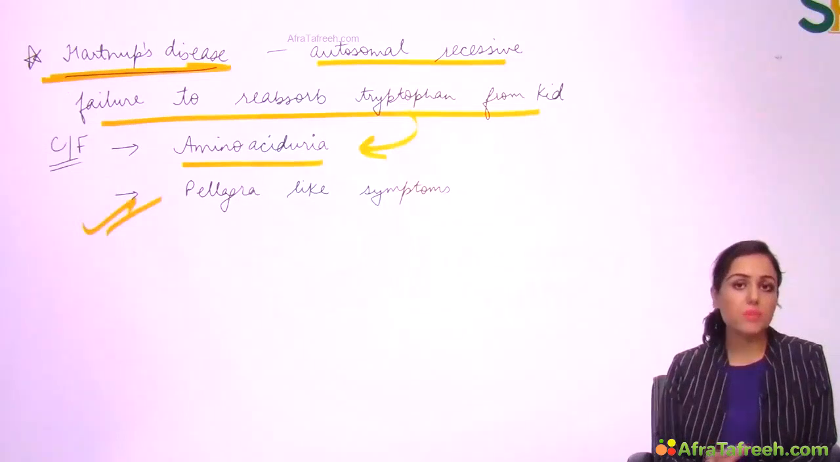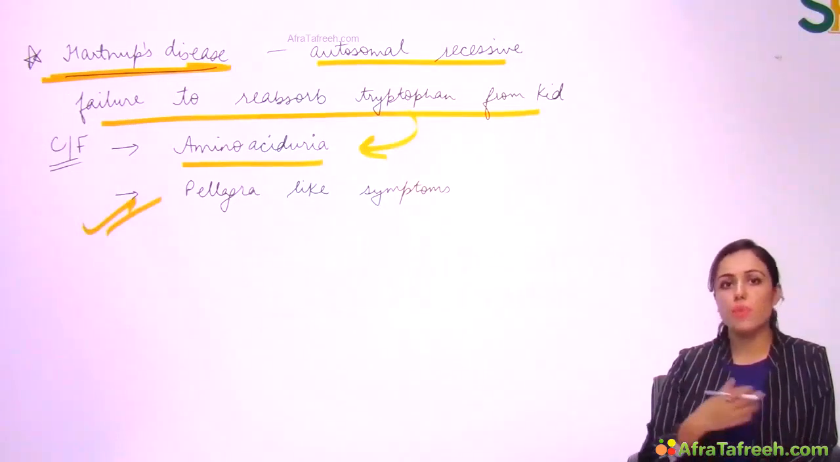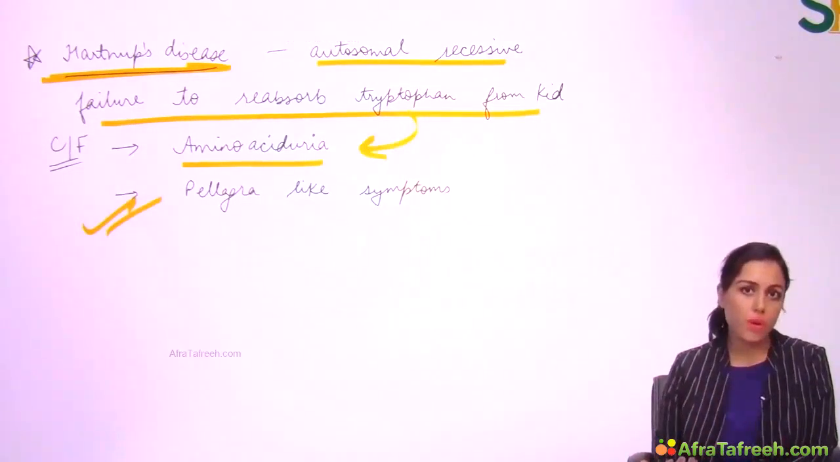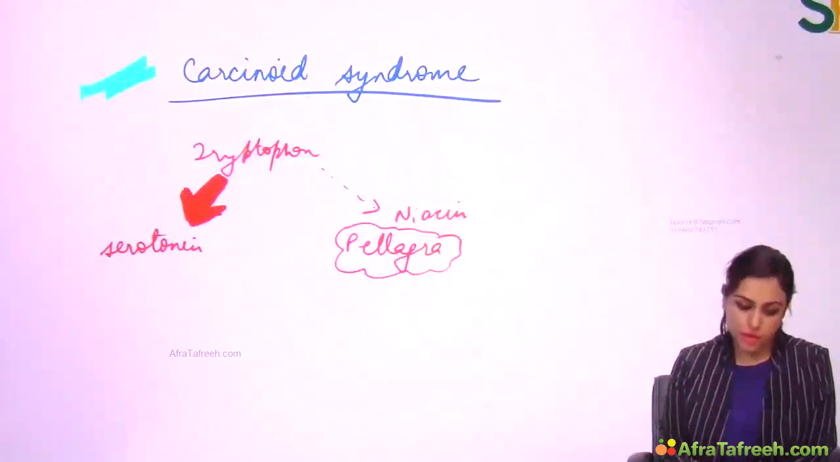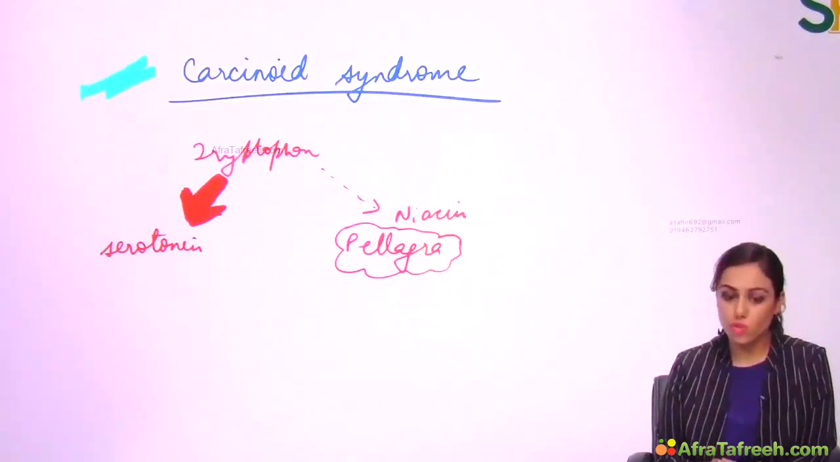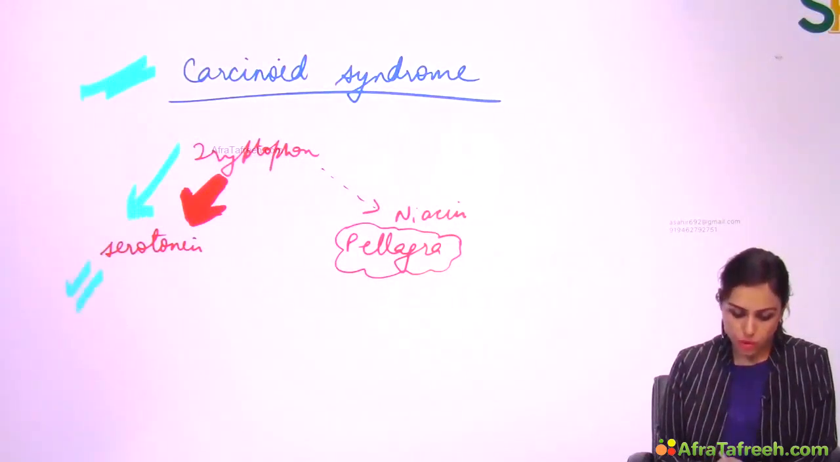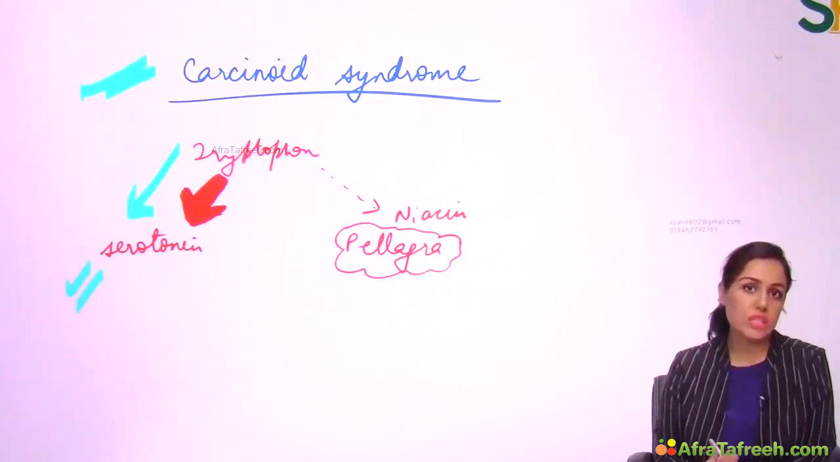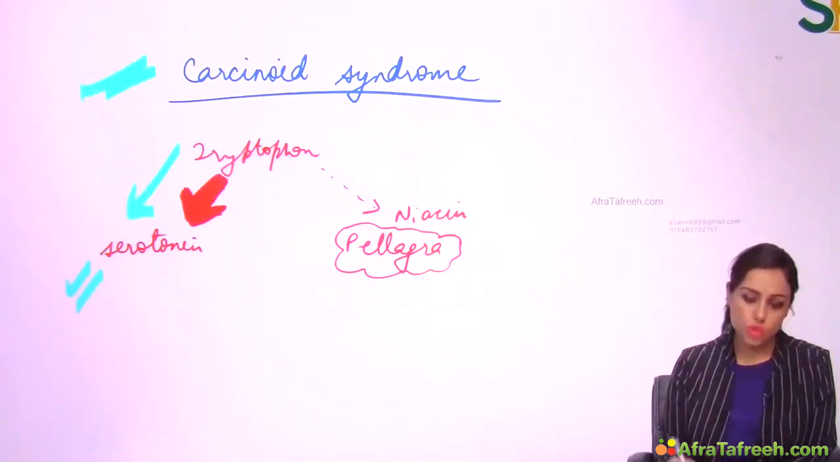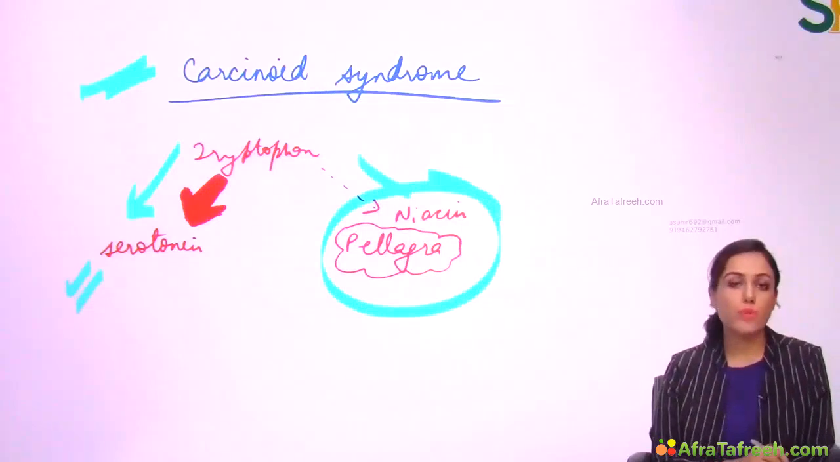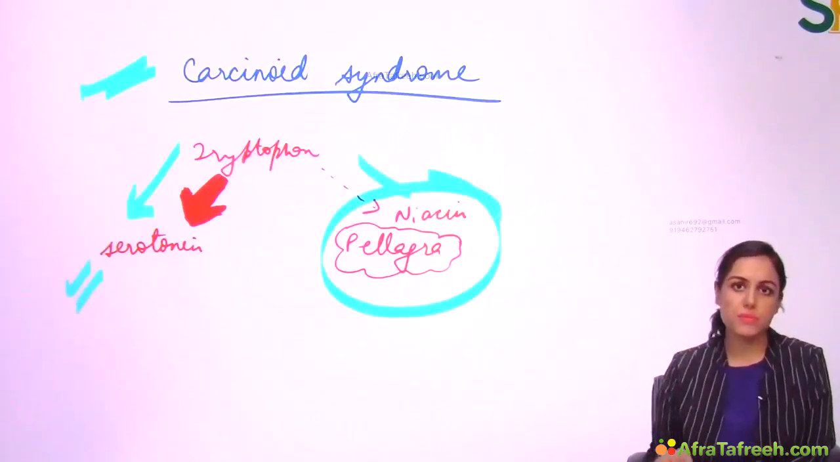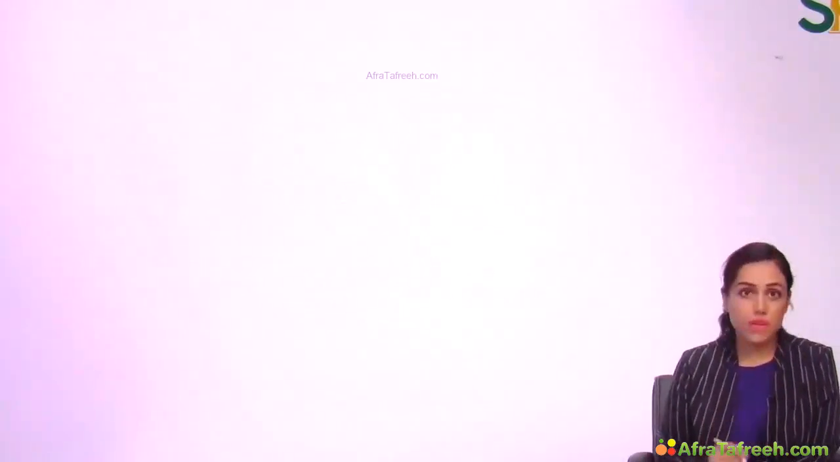Why pellagra-like symptoms? Because you know that tryptophan is responsible for the synthesis of niacin in body, and now niacin deficiency will lead to pellagra. Also one point in carcinoid syndrome, all the tryptophan is used for the formation of serotonin in these patients, so that there is almost no tryptophan left for niacin formation. So these patients will also be having pellagra-like symptoms. So now we are done with tryptophan.